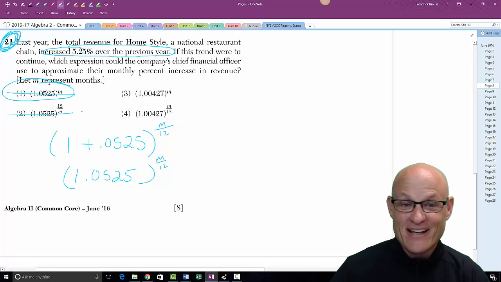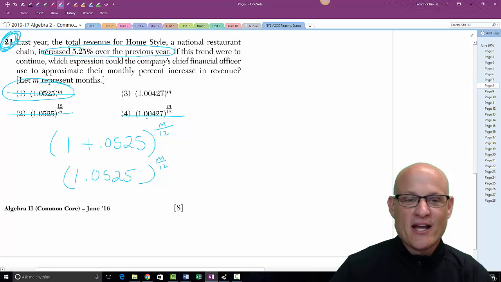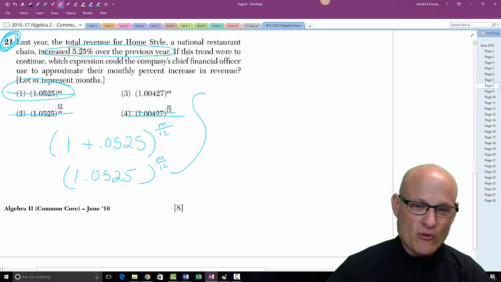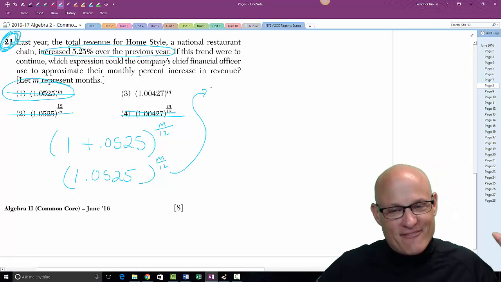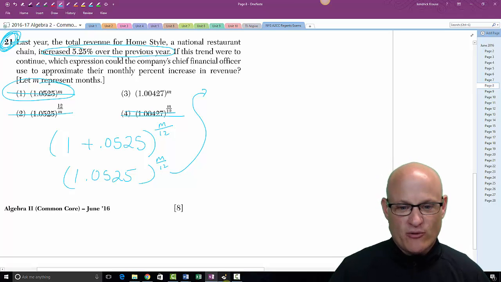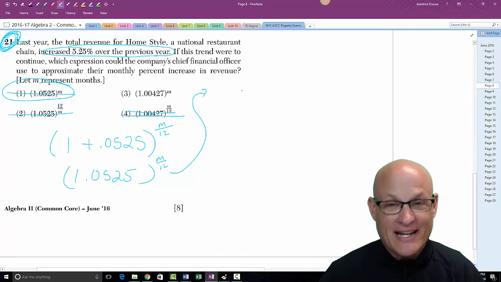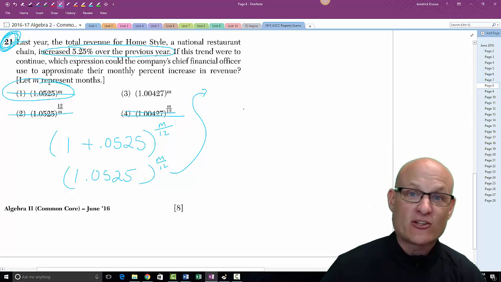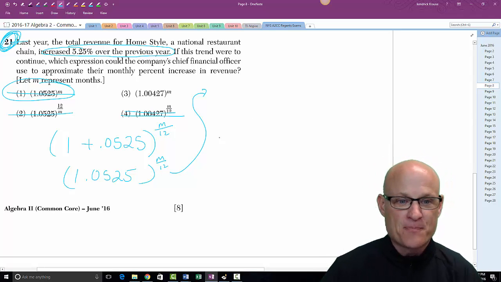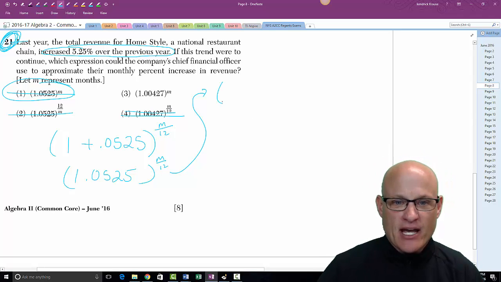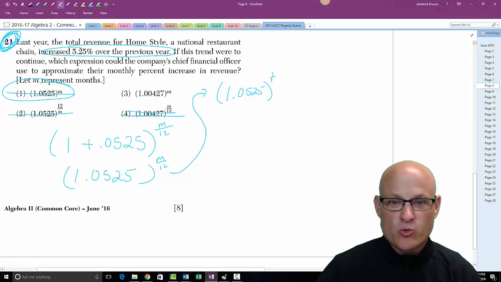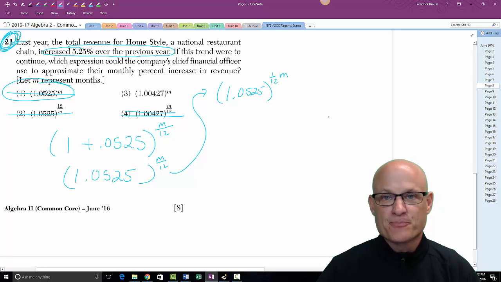That's not the answer either. They didn't make a mistake. But they wanted you to go further, and for what reason, I have no idea. What they wanted you to do is, once again, apply the rule of exponents to try to figure out how to do this problem. This is the same as, and I don't know why they asked you to do this, 1.0525 raised to the 1/12 times m.